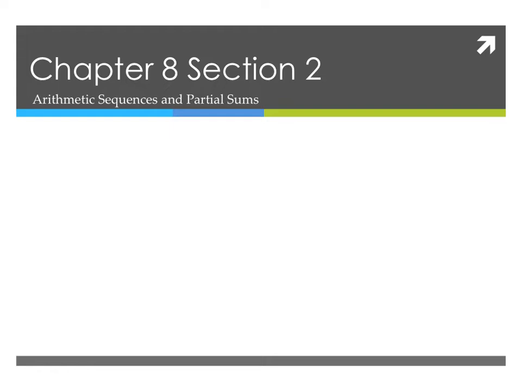8-2 is called arithmetic sequences and partial sums. So for 8-2 and 8-3, we're going to continue with sequences, but we're going to learn about a special relationship between the numbers. Today's is called an arithmetic sequence. And then also in both sections, we're going to learn a different kind of sum, like where that summation comes into play, and today's is partial sums.